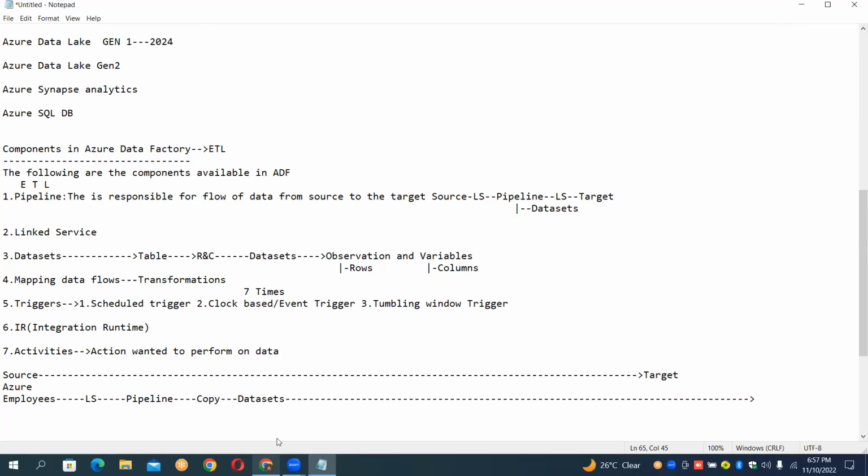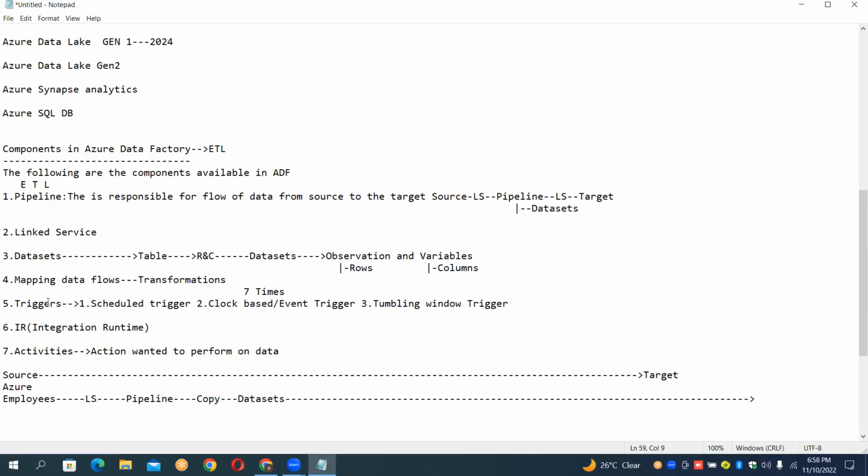Now see here, all of you. These are the components. The first is the pipeline. The second is the linked service. The third is the datasets. And the fourth one is activities. That's it, done. Now what are the things left out here? Triggers, data flows and integration runtime.